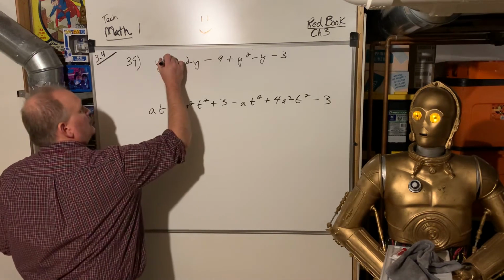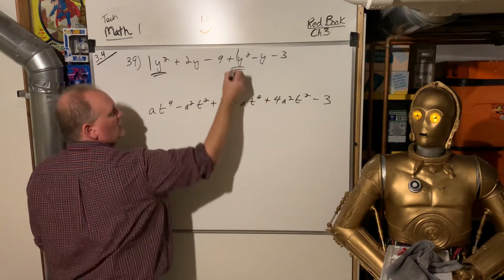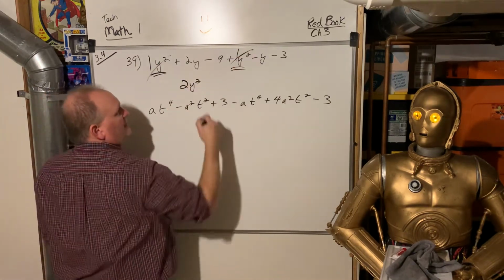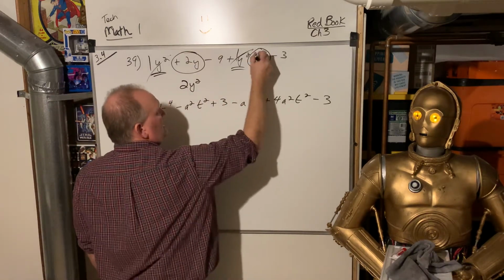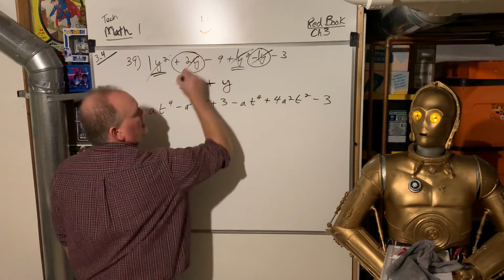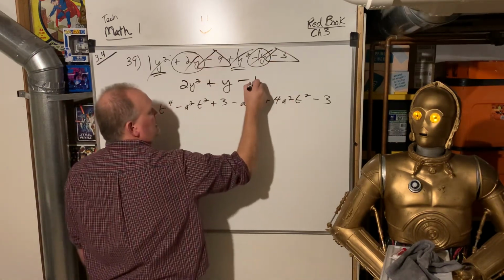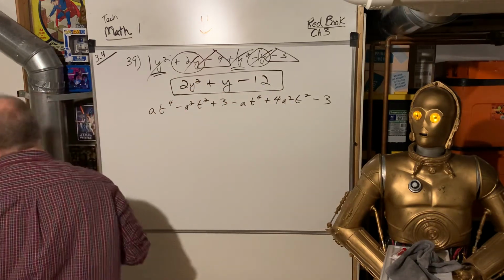So here we got 1y squared plus 1y squared. So that is 2y squared. We'll cross them off as we go. We got plus 2y minus 1y. So that's plus 1y or just plus y. And negative 9 and negative 3 is negative 12. So there we are, 2y squared plus y minus 12.